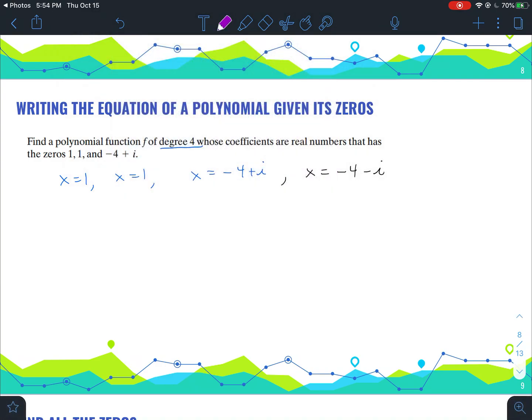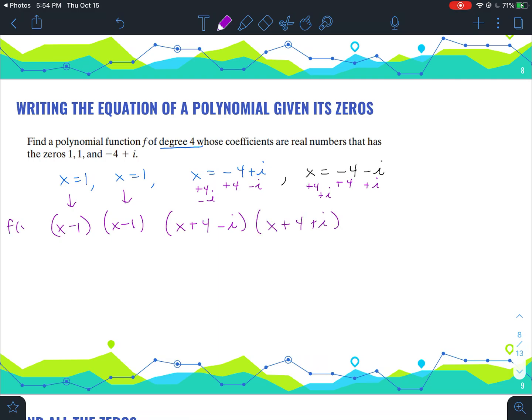Now remember, if we want to write the polynomial, we have to put these back in the parentheses. Well, x equals 1, its parentheses would be x minus 1. x equals 1, its parentheses would be x minus 1. x equals negative 4 plus i: we're going to add the 4 over and subtract the i over, and then that parentheses would be x plus 4 minus i. And this one we're going to add the 4 over and add the i over, and then that last parentheses would be x plus 4 plus i. And that would be my function.